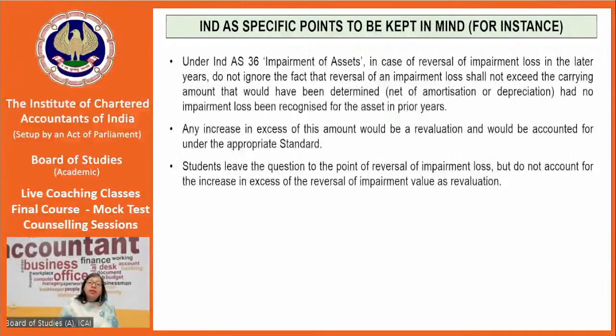Now in Ind AS 36, Impairment of Assets, students are able to identify what the impairment loss is, what the amount of impairment loss is, how to allocate that impairment loss in case of different cash generating units an entity has, within the different assets of that particular cash generating unit, how to impair goodwill, and how to reverse. Even till reversal, they will be able to do it.